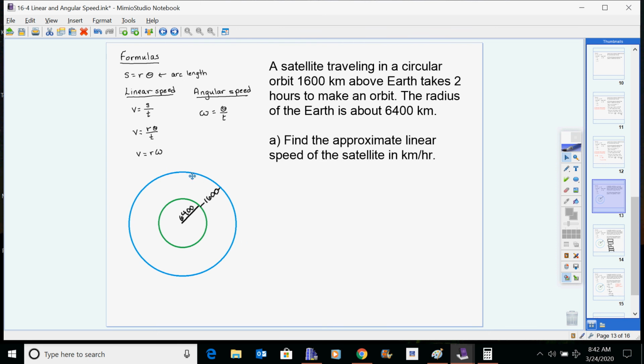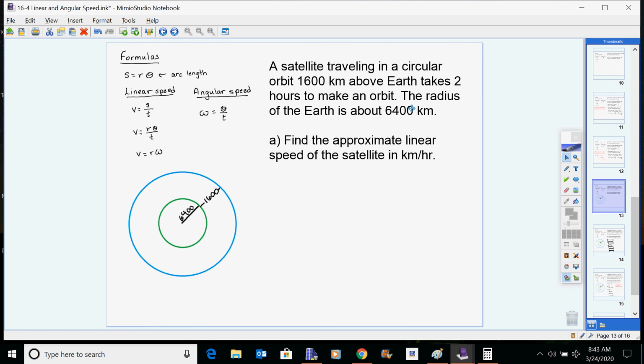The green is the Earth. There's a satellite up here on the blue circle. So we've got this whole thing happening. The radius of the Earth is 6,400 kilometers, and then the distance to the satellite is 1,600. Yes, way, way out of proportion here, but I needed to do that so you could see it and I wouldn't take up too much of the page.